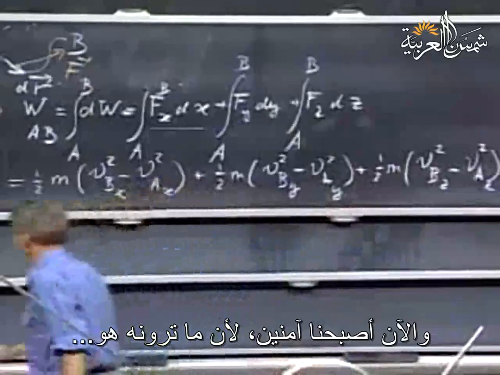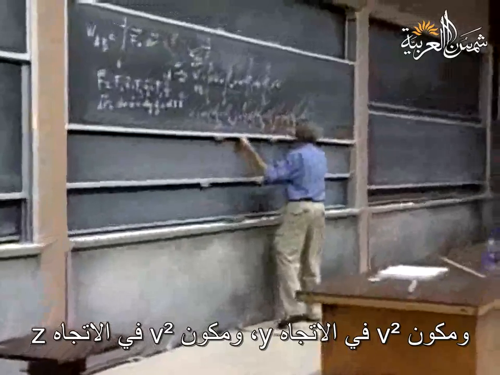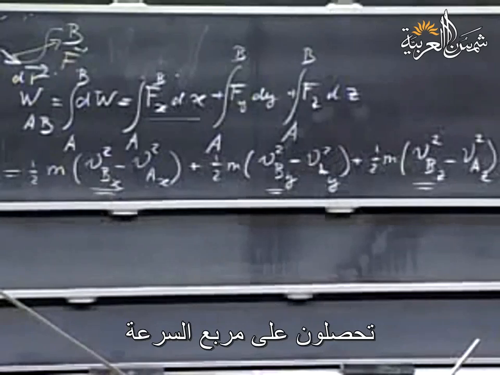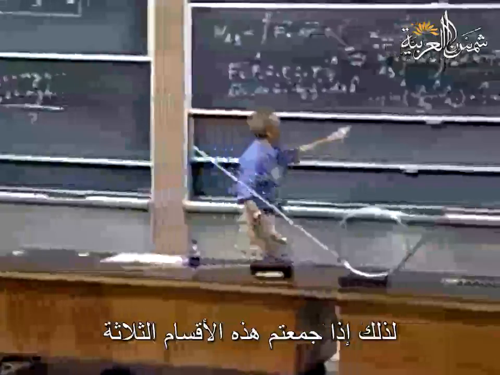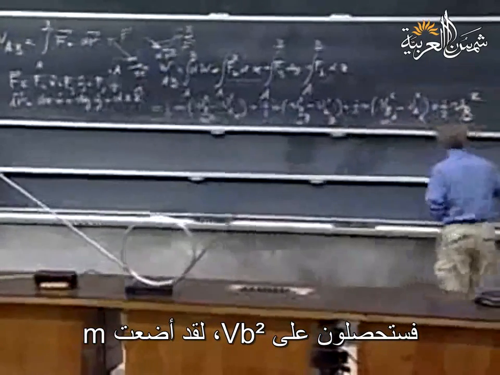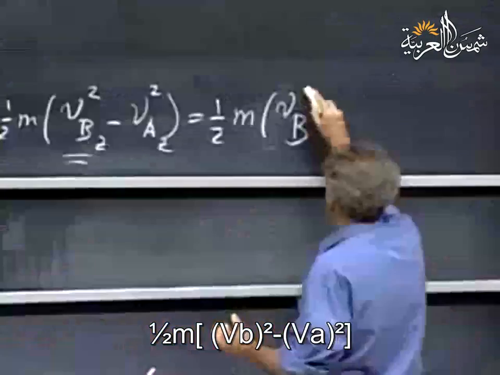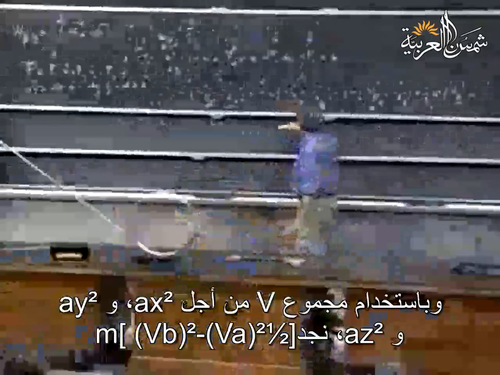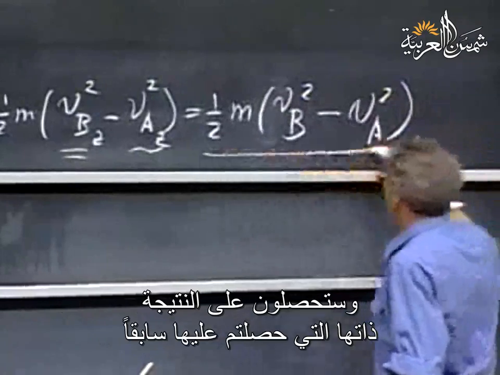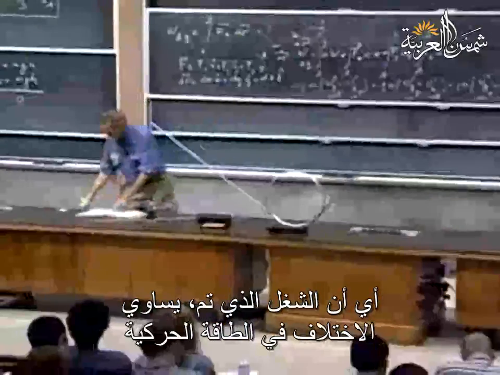And now we're home free, because what you see here is v squared in the x direction, v squared y component, v squared z component, and if you add those three up, you get exactly the square of the velocity. You get the square of the speed. So if you add up these three terms, you get vb squared. Oh, I lost my m. Let me put my m in there. 1/2 m times vb squared, and here you see the x squared, y squared, z squared components, minus va squared, and you get exactly the same result that you had before, namely that the work done is the difference in kinetic energy.